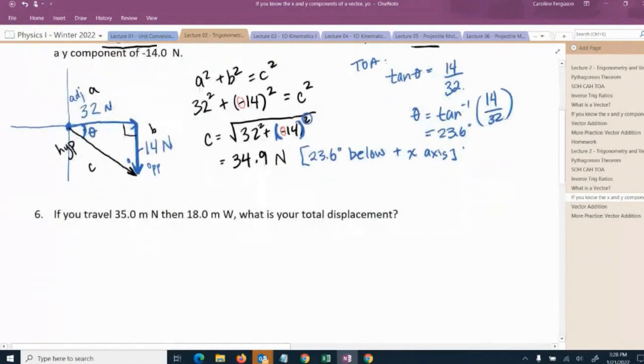Okay, next one. The next question is the same. What is your total displacement? Displacement is a vector, so that means you have to include the magnitude, which is the length of the hypotenuse, and the direction. So you have to find the angle and do the same thing.